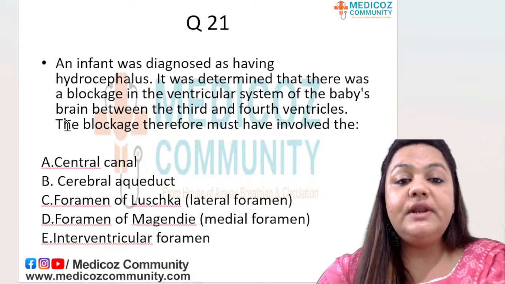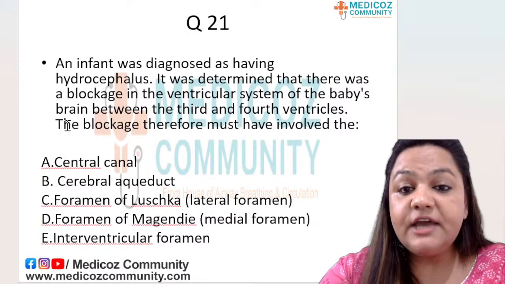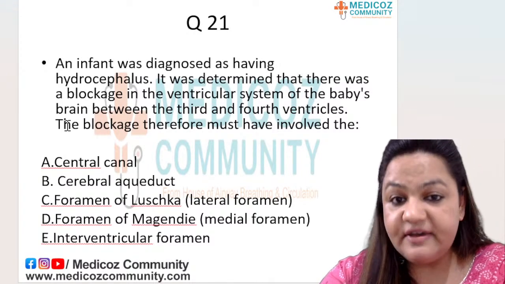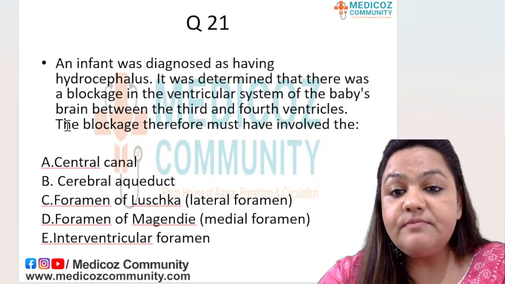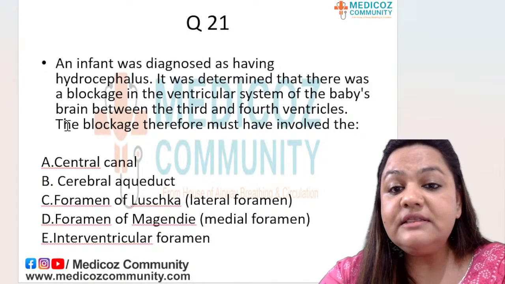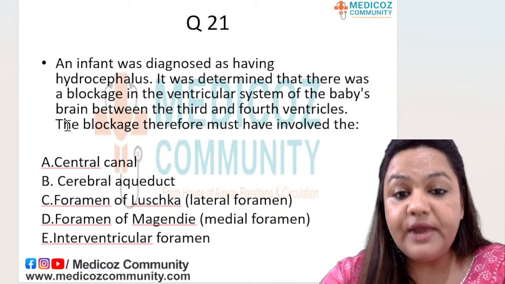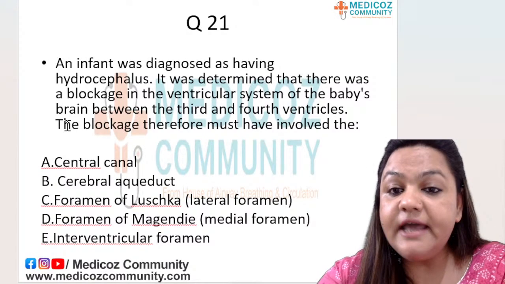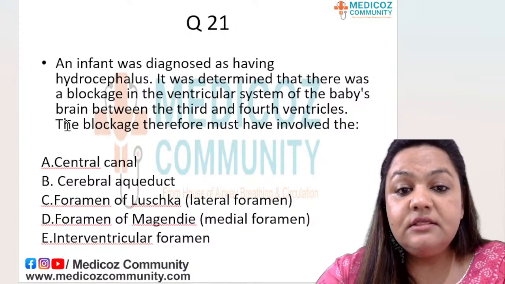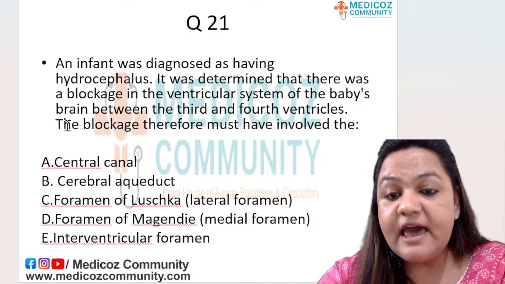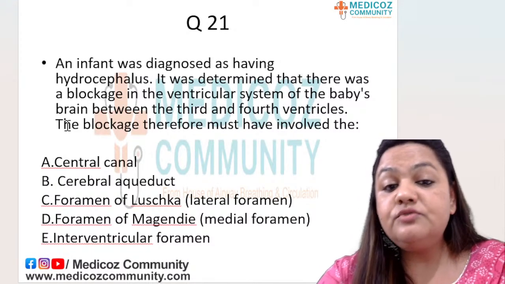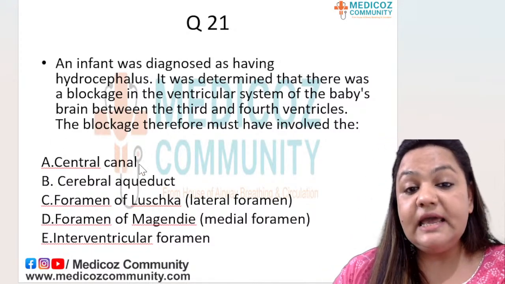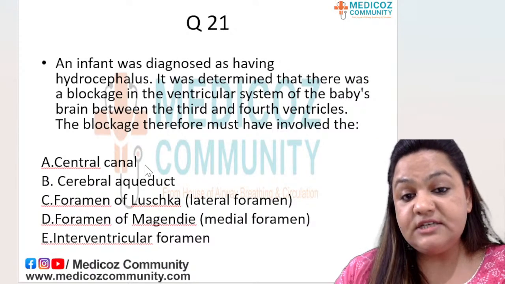So question number 21 is, an infant was diagnosed as having hydrocephalus. It was determined that there was a blockage in the ventricular system of the baby's brain between the third and fourth ventricle. The blockage therefore must have involved the... so we just need to find out the area of the blockage where it is present here.